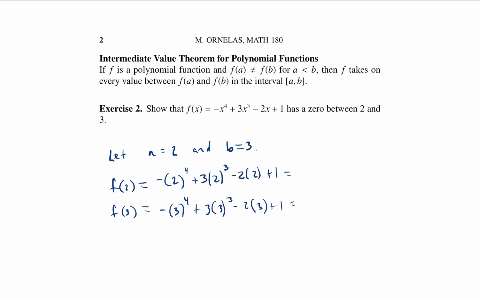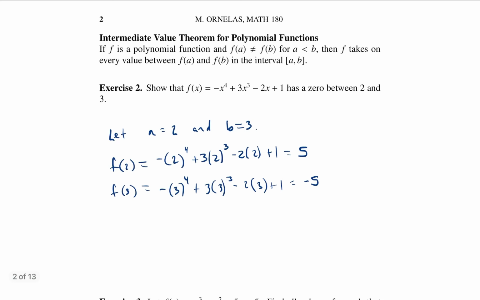Let's see what we end up with. Using our calculators, we should get... I'm getting 5 for this one, and for the bottom one, I'm getting negative 5.